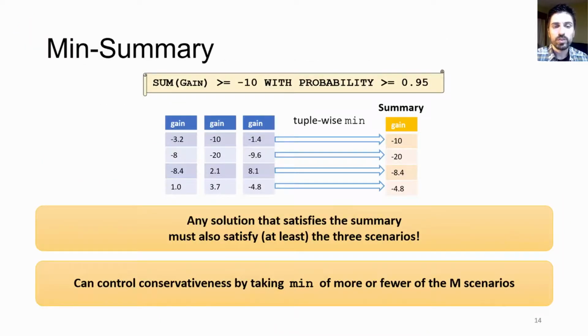A simple way to construct a conservative summary is to take the minimum of a set of scenarios tuple-wise. Any solution that satisfies the summary must also satisfy each of the summarized scenarios, and may satisfy even more scenarios beyond that. And we can easily control the amount of conservativeness by taking min of fewer or more scenarios.